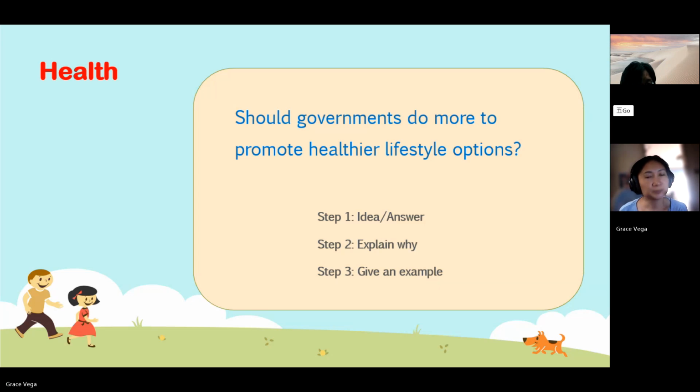I think the government should do more to improve the healthy lifestyle for the residents, because sometimes we see that some kids in some countries get obesity a lot. Can you give me an example? Because you already explained your answer. So, do you know any example? What do you think the government should do?